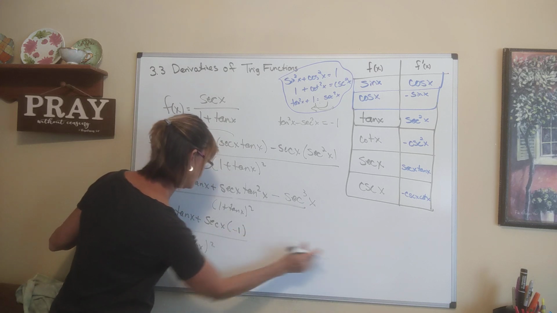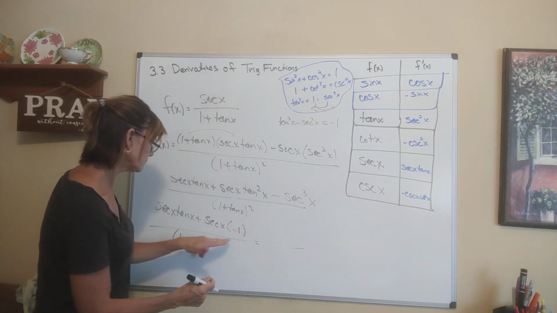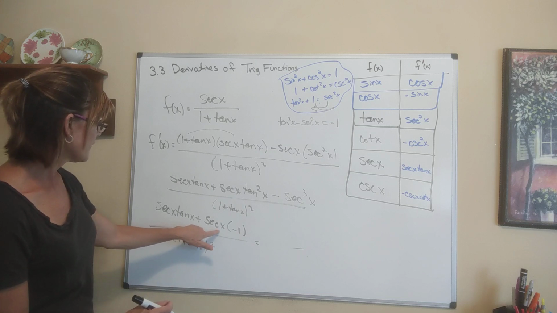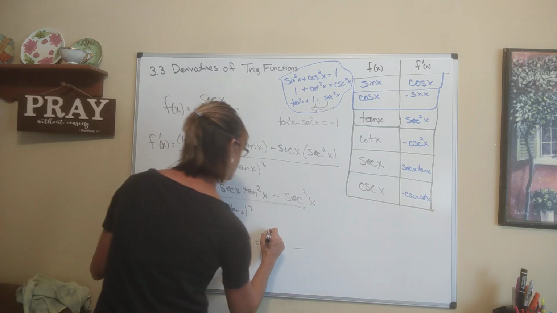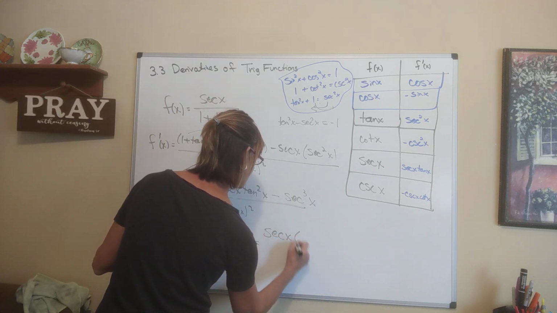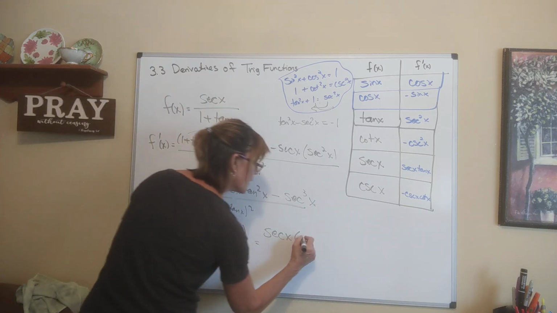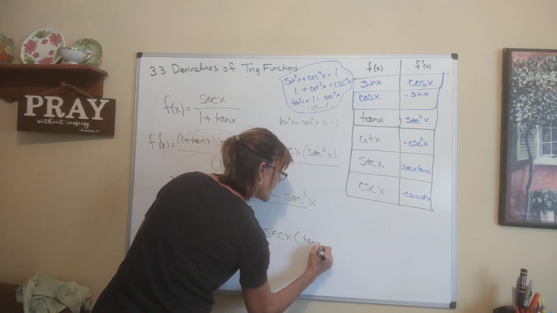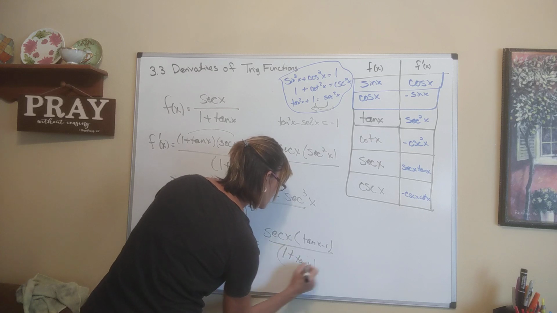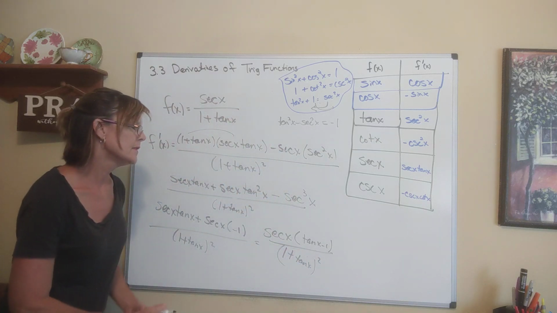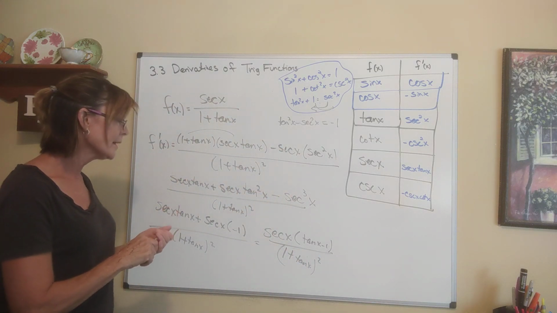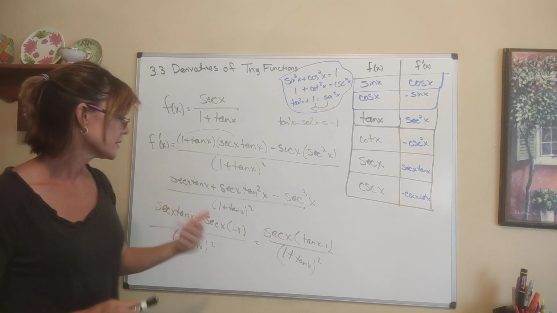So I find that what I get here is, now I'm going to factor out a secant of x. If I take a secant of x out, that leaves me with tangent of x minus 1, and all of this is over 1 plus the tangent of x squared. Okay, now what are we going to do? We're going to answer the second question.